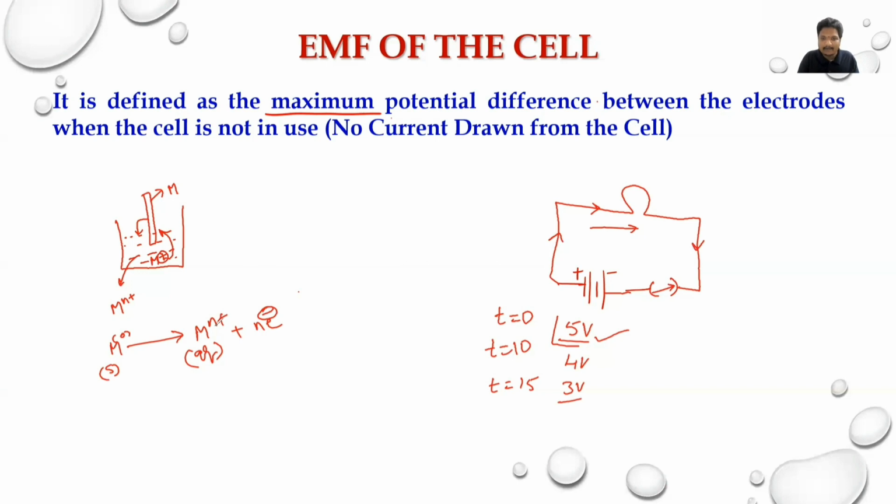So an increase in oxidation number is what we call an oxidation process. So this is oxidation.